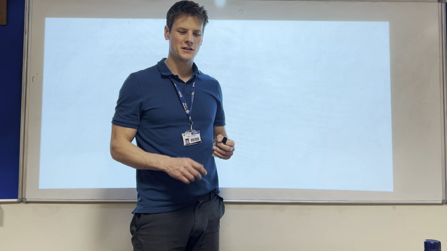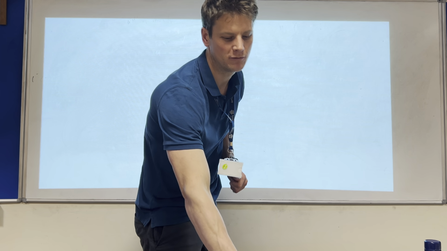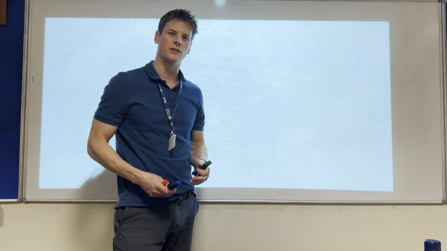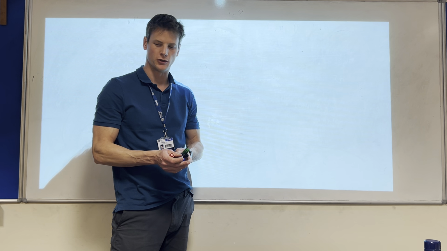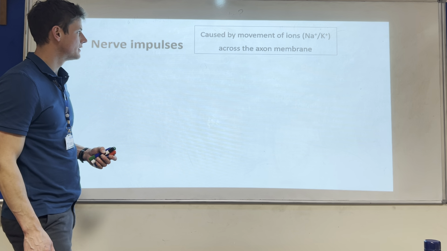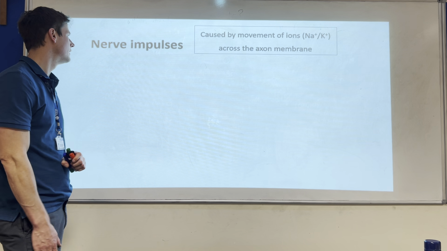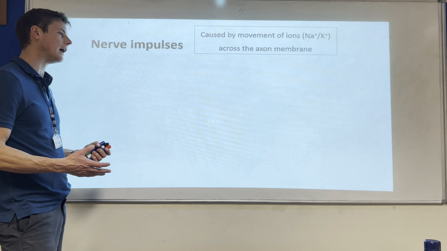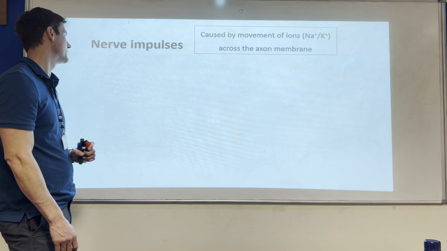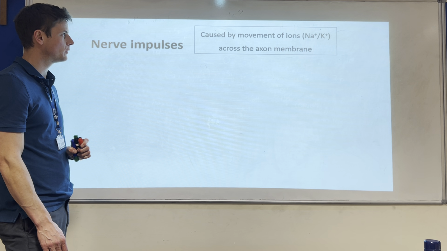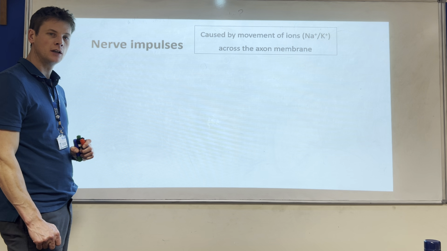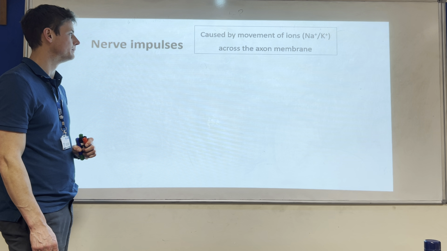Hi, in this video I'm going to explain how a resting potential is established across the axon of a motor neuron. So first, nerve impulses, which is a term we use to describe the action potential and then the transmission of that action potential, are caused by the movement of sodium ions and potassium ions across the axon membrane.